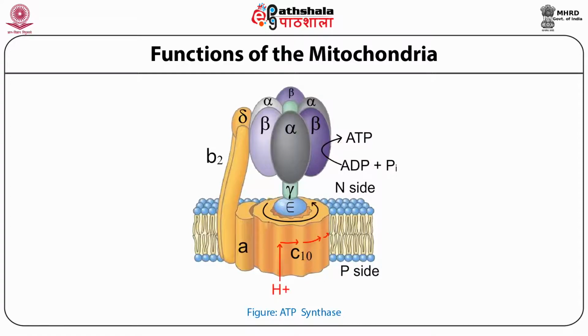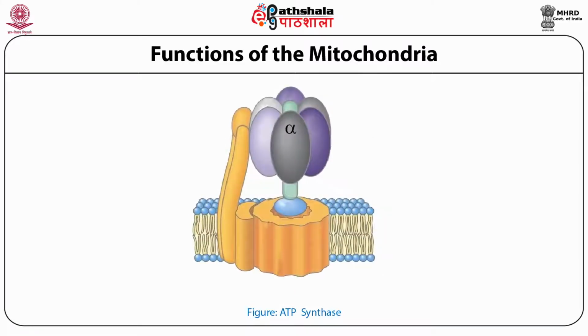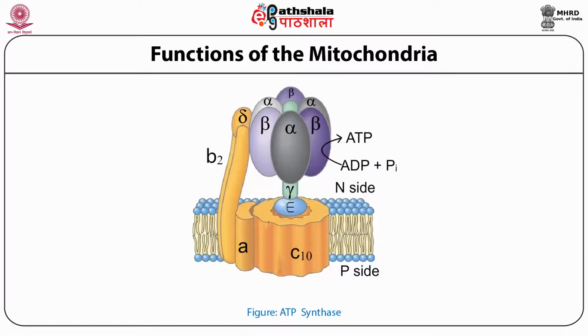of the inner membrane. It has two distinct components, F1, which is a peripheral protein, and F0. The naught or O denotes oligomycin sensitivity. So, the F0 spans the membrane.